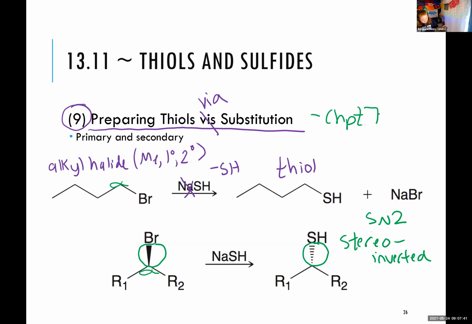Okay, so we have a couple reactions. I'm looking at my notes here. I think two reactions to react them, and then we're going to switch over to the sulfides.